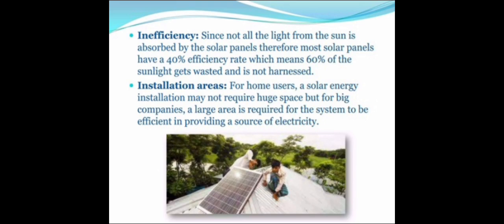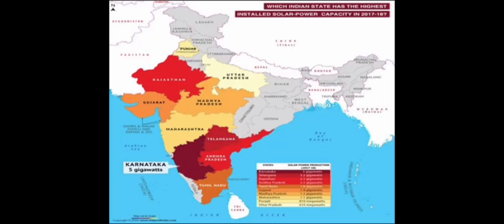Installation areas. For some home users, a solar energy installation may not require huge space, but for big companies a large area is required for the system to be efficient in providing a source of electricity. The above map shows the data of the utilization of solar energy in different states of India. Among them, Karnataka is the top state that uses solar energy, which produces 5 gigawatts of electricity. And this data was collected around 2017 to 2018.